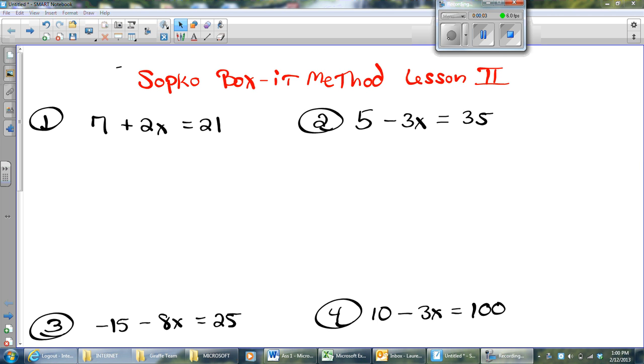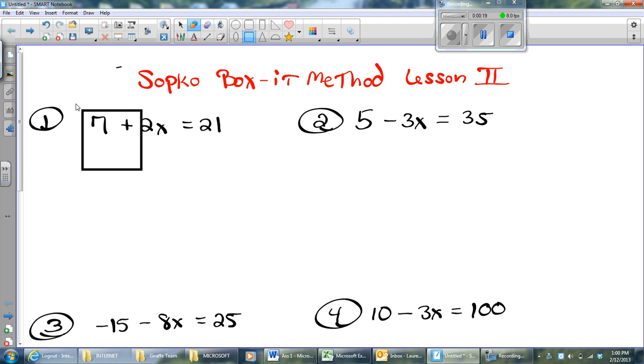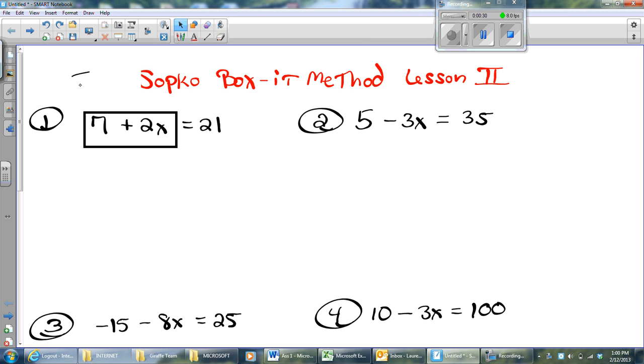Okay, here is your second lesson on the Sopko box it method. Remember that we are going to box in the side of the equation. So let me get a box going here. Okay, I should be using a rectangle, silly me. Let me get rid of that and go to a rectangle. That'll be a lot easier to use. So I box the left-hand side of the equation, right? And then I cover up my variable with its sign. Okay, cover up the variable.